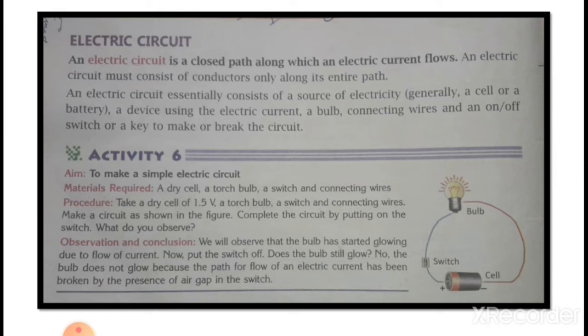Complete the circuit by putting on the switch. What do you observe? Of course, we can see that the bulb is glowing, isn't it? When the current is flowing through the circuit, the bulb will start glowing.